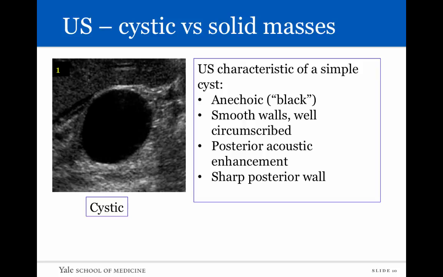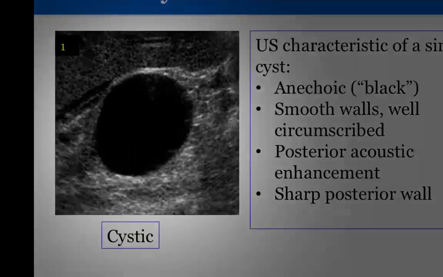So here are some ultrasound characteristics of a simple cyst, and this applies to a cyst in any organ within the body. It will be anechoic or black. The walls will be extremely smooth and well circumscribed. You can trace them with a pencil. The soft tissues immediately behind the cyst will actually be brighter than the adjacent soft tissues, and that's this idea of posterior acoustic enhancement.